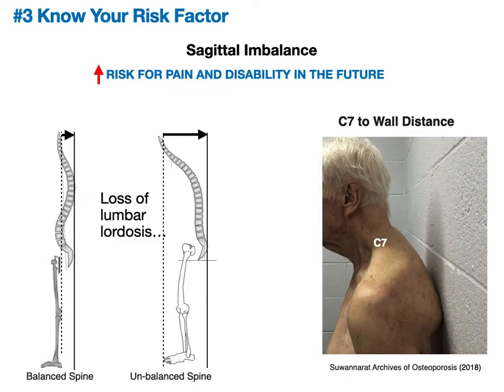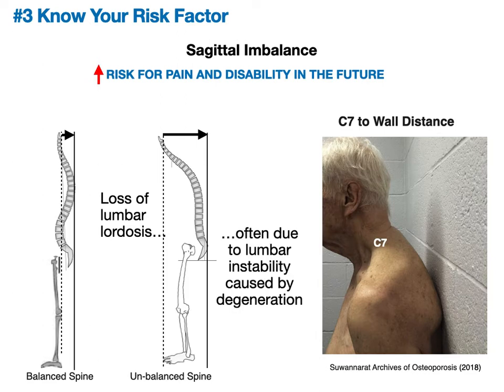Sagittal imbalance often begins with loss of lumbar lordosis as a result of degenerative changes and lumbar instability. This results in forward flexion of the trunk and can be measured as the distance between C7 and the wall. A measure of 4 centimeters or more is associated with greater risk for pain and disability in the future. If you have sagittal imbalance, you need stability. We looked at exercises to help with sagittal imbalance in tip number 2.